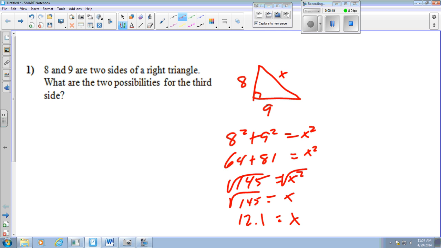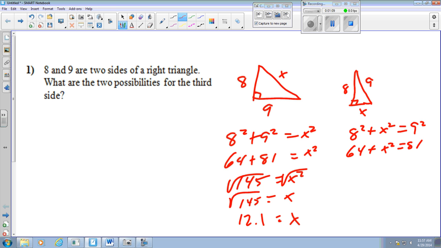The other option is that this 9 is the hypotenuse. So there's my right angle. This is the 8. This is the hypotenuse. And this is the side that we're looking for. In that case, we would set it up 8 squared plus x squared equals 9 squared. And we get 64 plus x squared equals 81. Minus the 64 from both sides. And I get x squared equals 17. Square root of 17 is that other x.